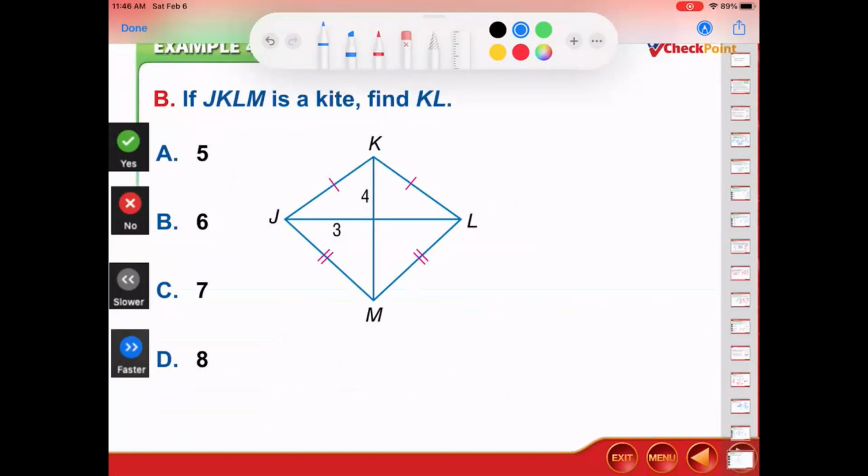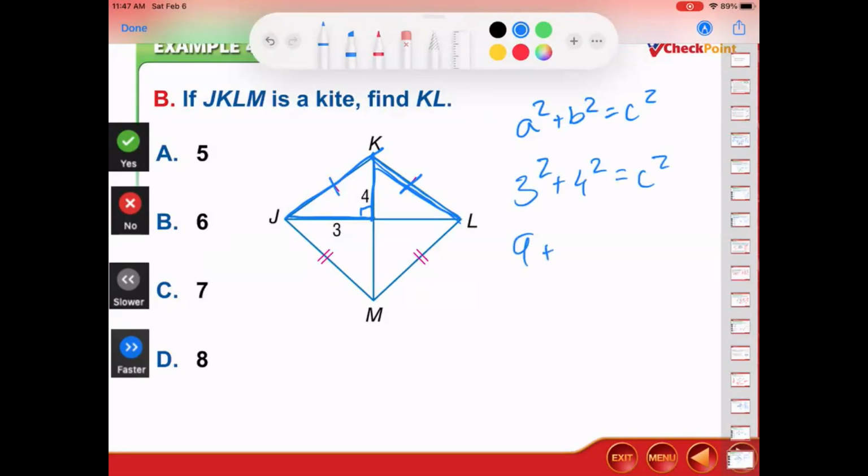Now, once again, we are going to try to find KL, just like we did a few minutes ago. And in order to do that, we're going to need to find the missing side on this lovely right triangle. A squared plus b squared equals c squared, because Pythagoras says, which would lead us to 3 squared plus 4 squared equals c squared, which would be 9 plus 16 equals c squared, or 25 equals c squared. Square root of both sides, we end up with c equals 5.